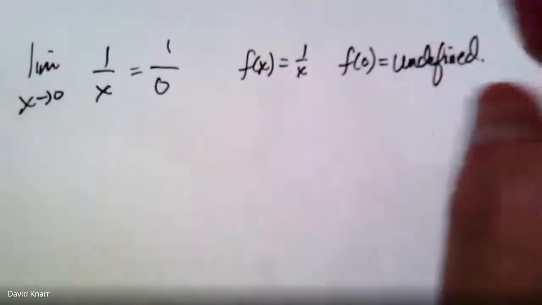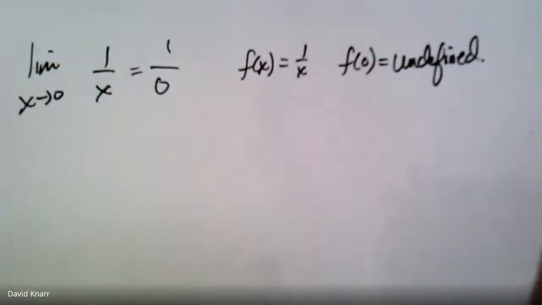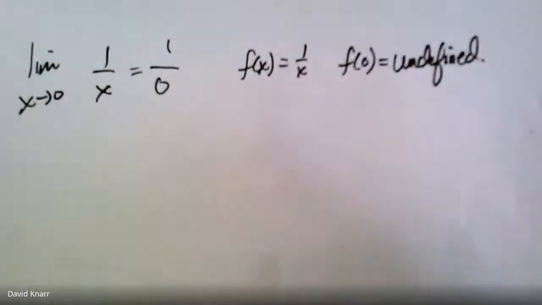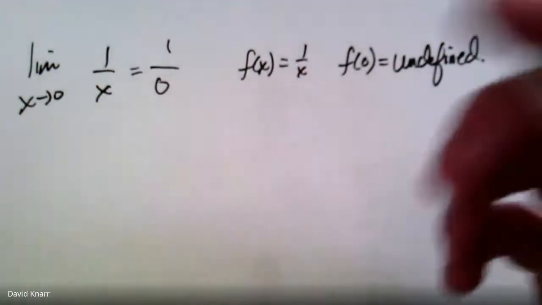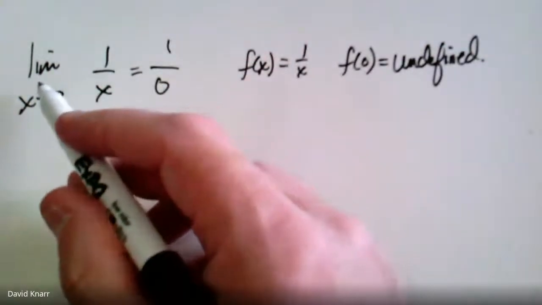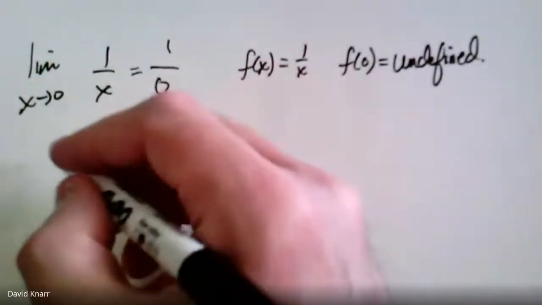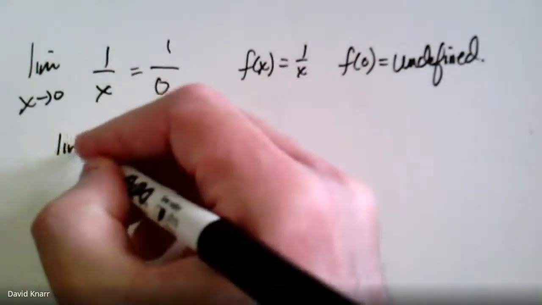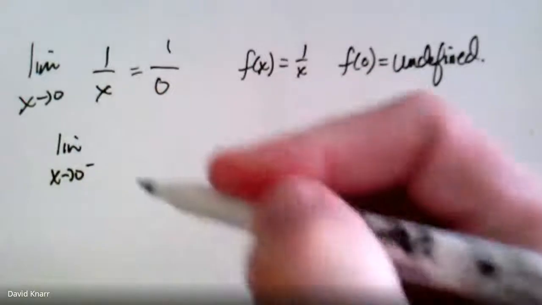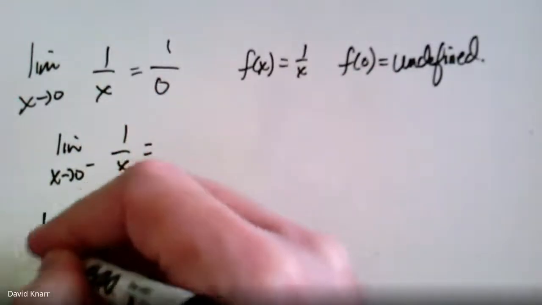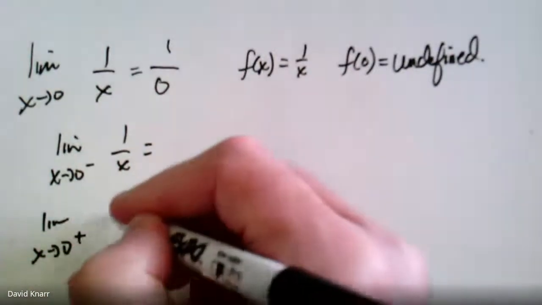So the question is, is it possible to figure out what value you are approaching as x approaches 0 of 1 over x? And the answer to that is yes. So the question is, how do you do that? Well, if I want you to calculate the limit as x goes to 0 and I don't tell you which direction to come from, the only way to do it in this case is to calculate the limit from both directions. So let's try the limit as x goes to 0 from the left, and then we'll have to try the limit as x approaches 0 from the right.